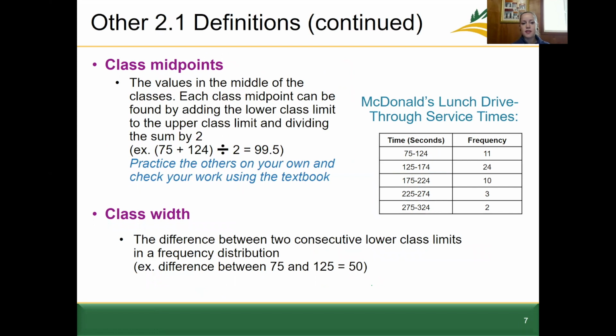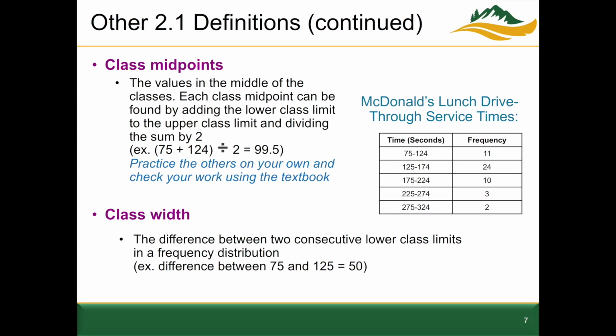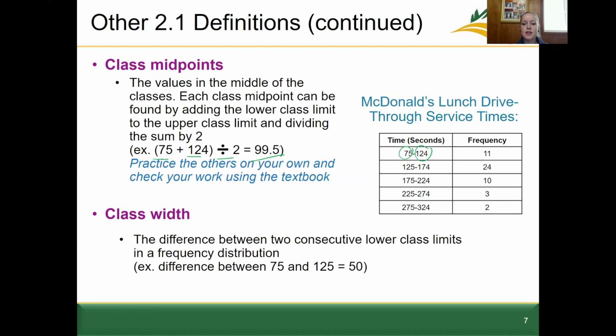Okay, additional definitions here for these frequency distribution tables are class midpoints and the class width. Class midpoints are the values in the middle of the classes. Each class midpoint can be found by adding the lower class limit to the upper class limit and dividing the sum by 2. Essentially, we're taking the average of 75 and 124. So we would add 75 and 124 and divide that sum by 2 to get 99.5 as one of our class midpoints. I want you to practice doing these for the other classes and check your answers in the textbook. Next, we have class width.